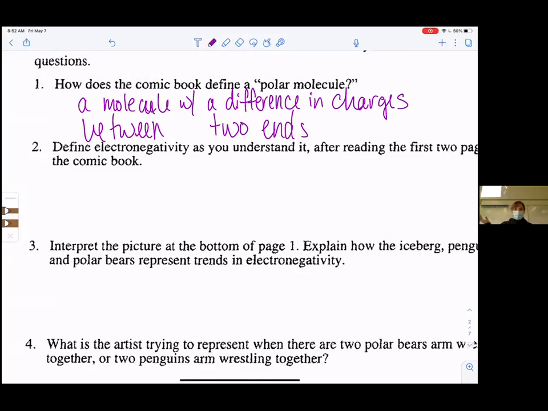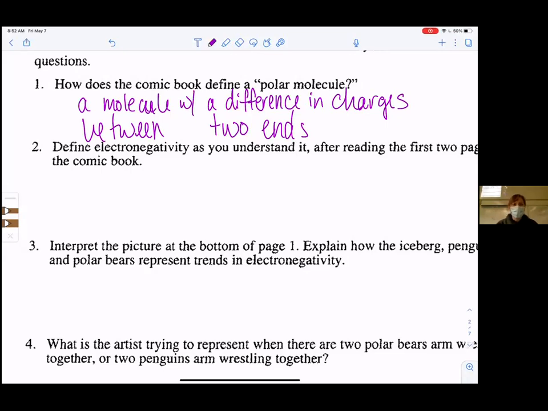That's it. It's just a difference in charges between two ends. And when you have a difference in charges, it ends up so that the positive side of one molecule will attract to the negative side of another molecule. So that really is why water does all the things it does, is because it's a polar molecule.